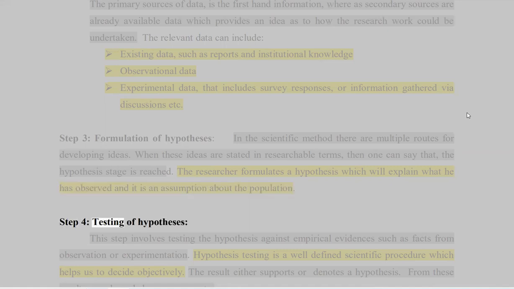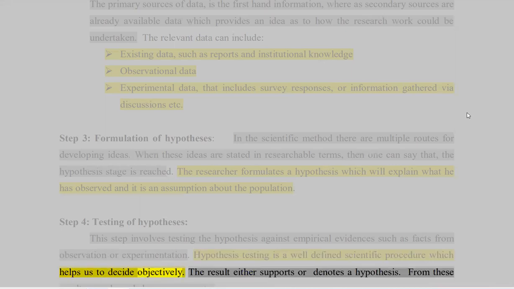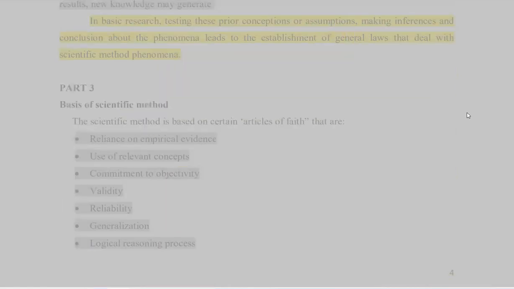Step 4: Testing of hypotheses. This step involves testing the hypothesis against empirical evidence, such as facts from observation or experimentation. Hypothesis testing is a well-defined scientific procedure which helps us to decide objectively. The result either supports or rejects a hypothesis. From these results, new knowledge may be generated.